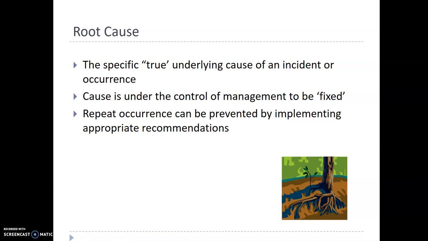There are two ways to approach error reduction. One is to look at the root cause of an error after it occurs, the specific true underlying cause of that incident, and the cause is under the control of management to be fixed. In other words, we can fix this process in order to prevent that error from occurring again.